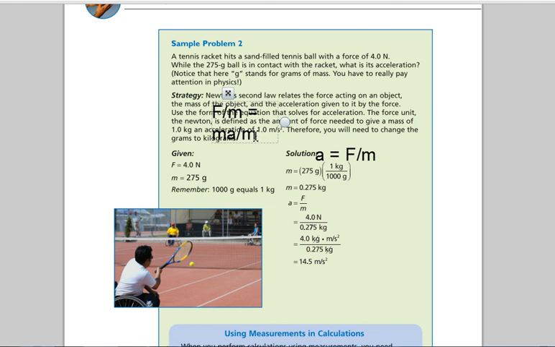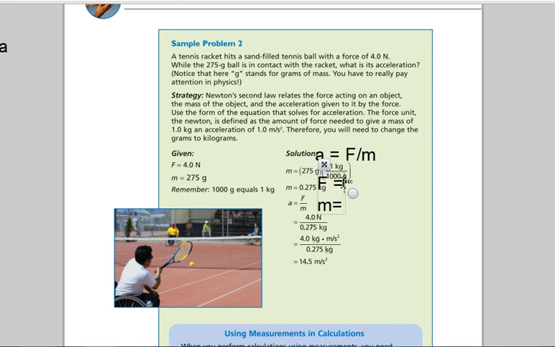And so you get A equals F divided by M, and since the A is by itself, just flip-flop that so it's A equals F divided by M. Now, so we know A equals F divided by M. That's what we're going to use. We need to know force. We need to know mass.